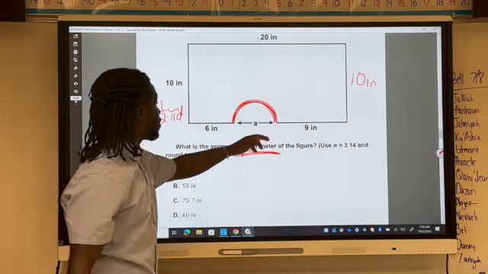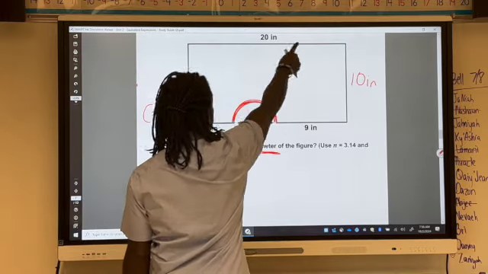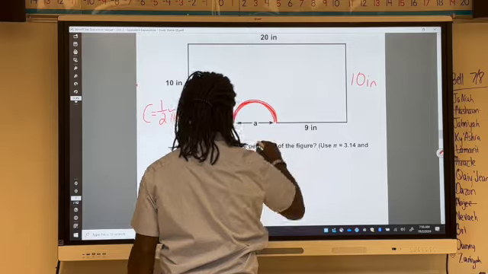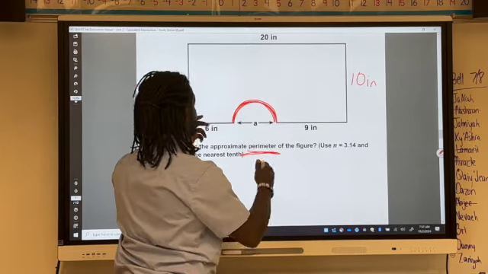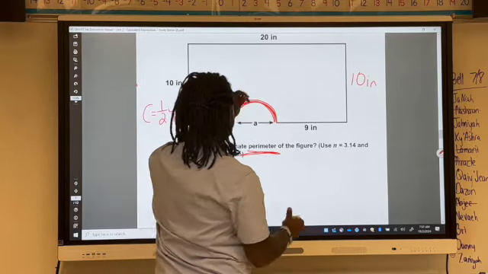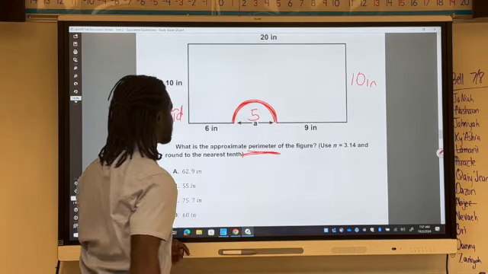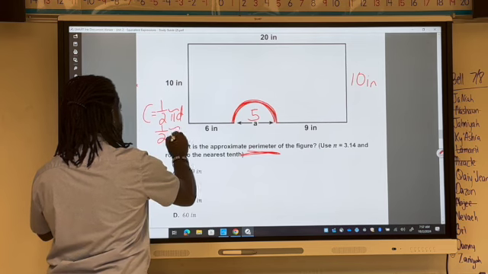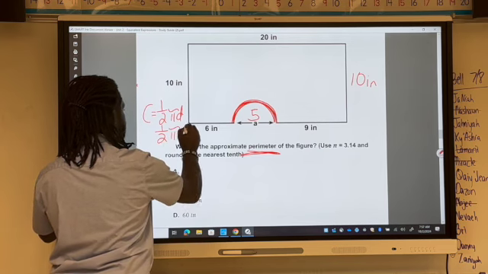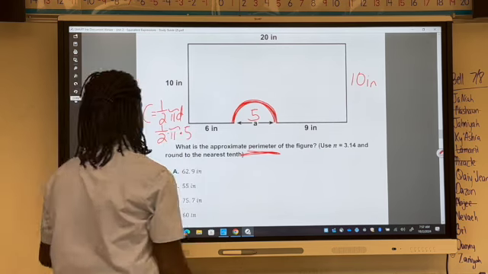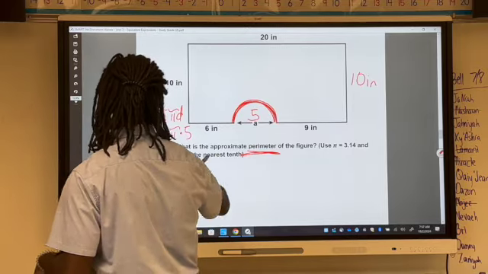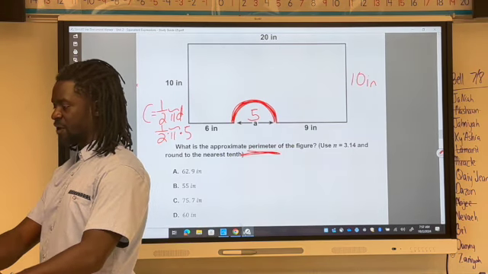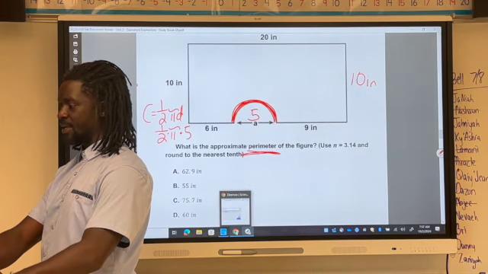So I have to figure out what d is. If I know this whole thing is 20, and this part is 6 and this part is 9, 6 plus 9 gives me 15. 20 minus 15 gives me 5. So this part of it is 5. So the diameter is 5. So 1/2 times pi times 5 is going to give me the circumference of that semicircle.